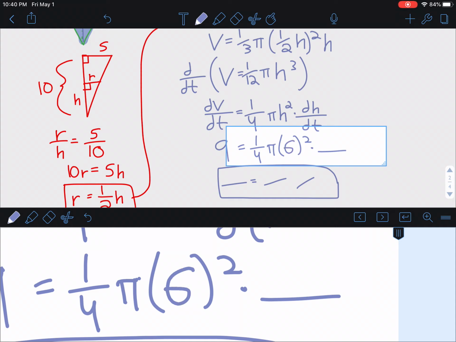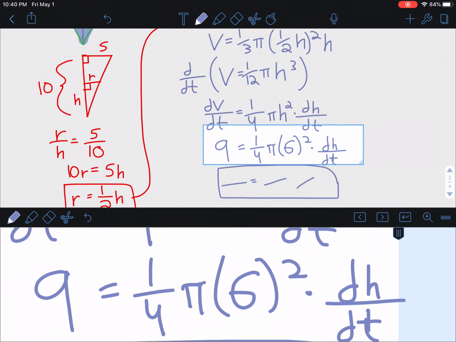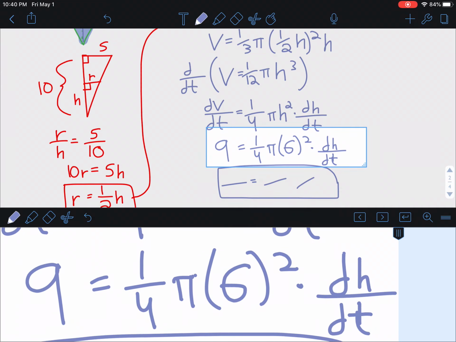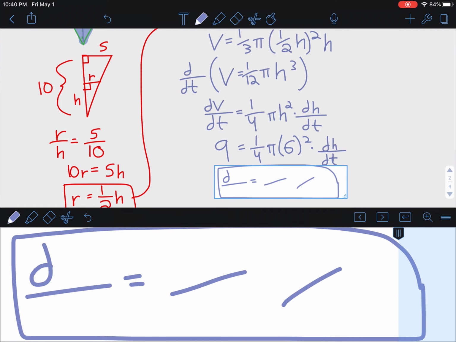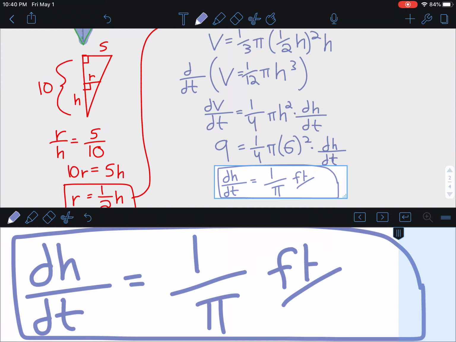times the height at the moment we're trying to solve for dh dt. The height at that moment is 6, so I can plug that in. And then I have dh dt. And now 6 squared is 36, divided by 4 is 9. The 9's on each side cancel, so I can move the pi over, and so I get that dh dt is 1/pi, and now everything was measured in feet, and time was in minutes.